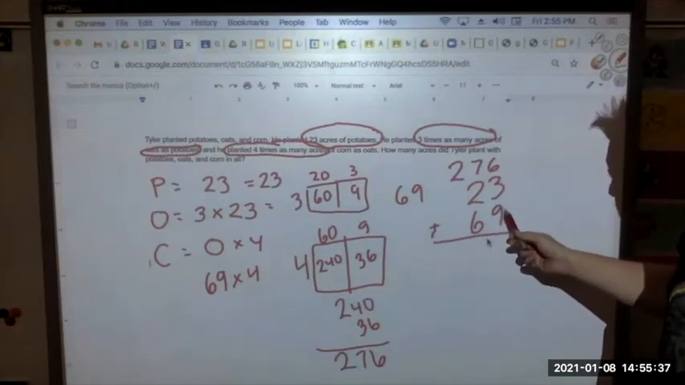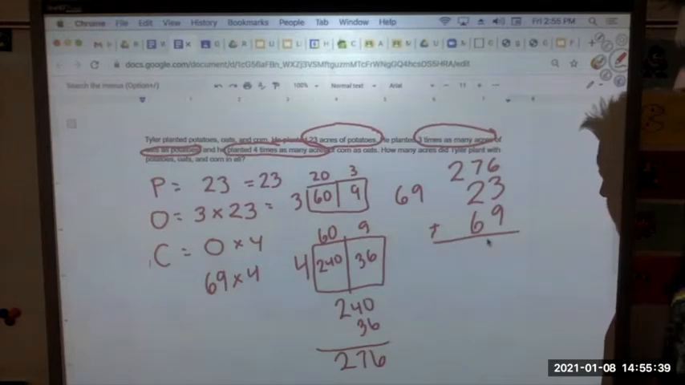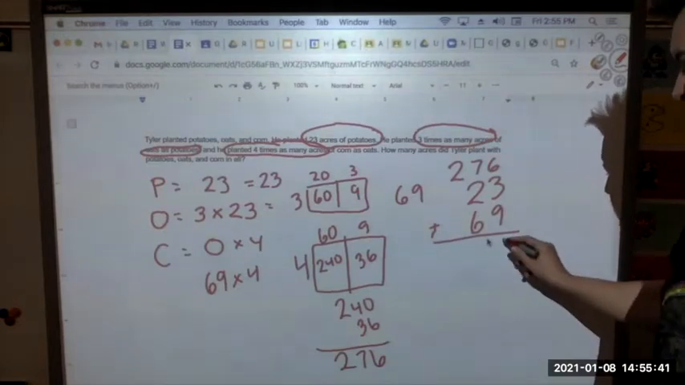So we got 9, 9 and 3 make 12. 12 and 6 make 18.